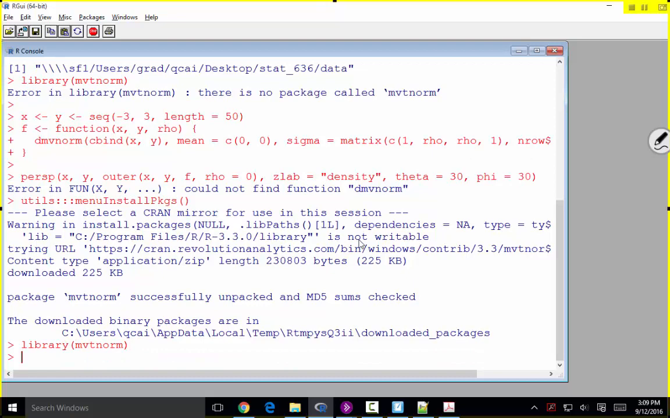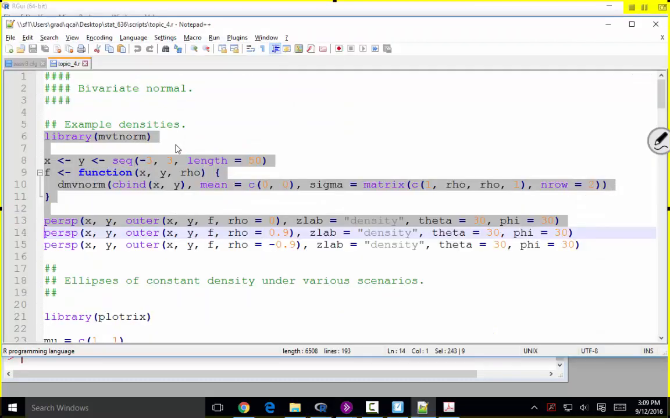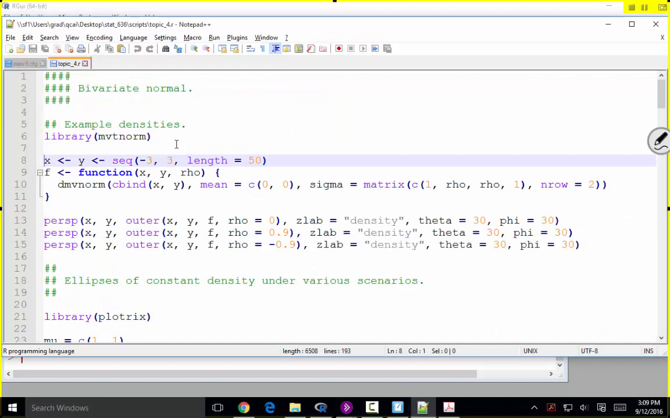All right, so now we can use this function. And what I'm going to do is generate a grid of values, x and y. We're going to look at the bivariate normal. So let's let x range from -3 to 3 with 50 points in between. And let's let y range from -3 to 3 with 50 points in between. And then I'm going to use the dmvnorm function to compute the PDF.